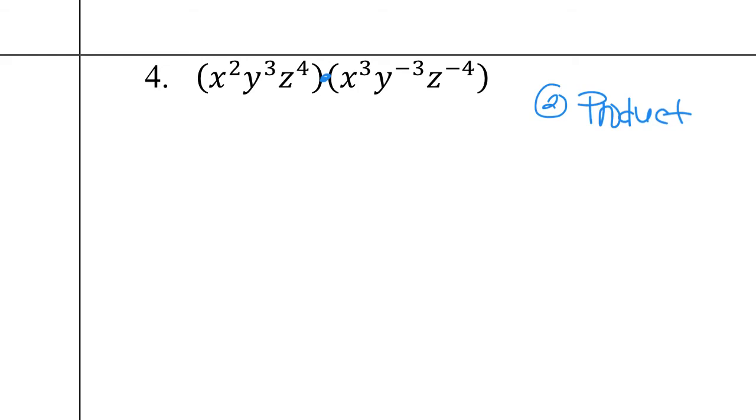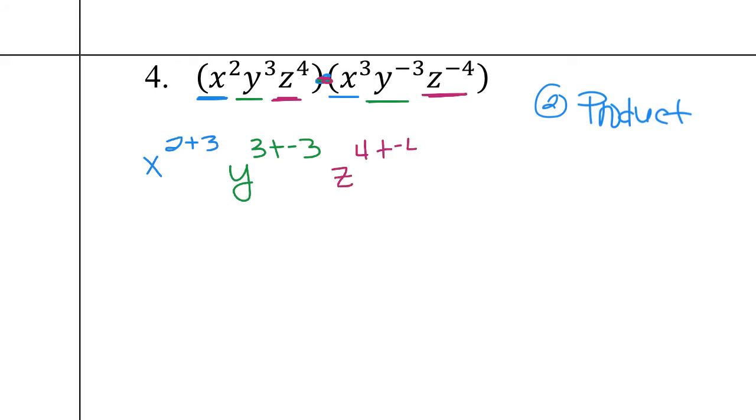So here's what you could also do. Instead of reordering it, just find your bases that are the same. So I have x squared times x to the third. So that means I'm going to add 2 plus 3 in the exponent. Then I have y to the third times y to the negative 3. So I'm going to add 3 plus negative 3 in the exponent. Then I have z to the fourth times z to the negative 4. So I'm going to add 4 and negative 4 in the exponent. So we're going to have x to the fifth times y to the 0, because 3 plus negative 3 makes 0, and z to the 0, because 4 plus negative 4 makes 0.